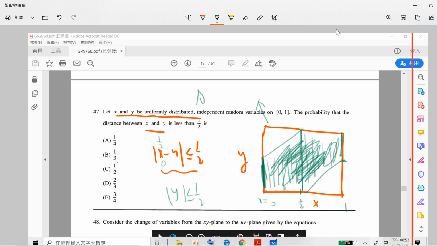So the answer is 1 minus. This is half. This is half. So this area is 1/8. So we minus these two small triangles, and we get 3/4. Okay, so the answer is E. The answer is E. That's it.